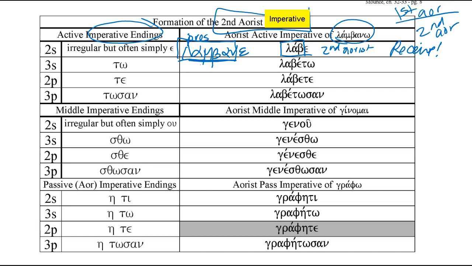The second aorists have a different stem, even though the imperatival endings are the same. So if I want to say, let him or her receive, is lebeto. Receive, but you're addressing a group, lebate, and then let them receive, lebeto-san. The same thing happens with the middle, aorist middle. With ginomai, the verbal root is gen.